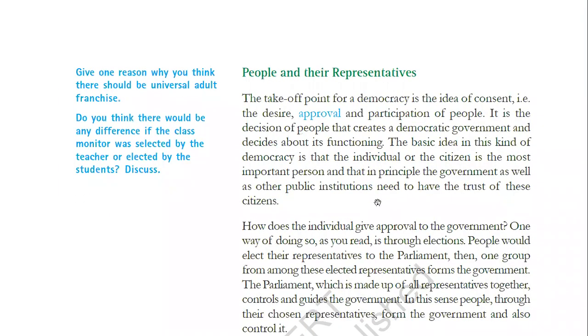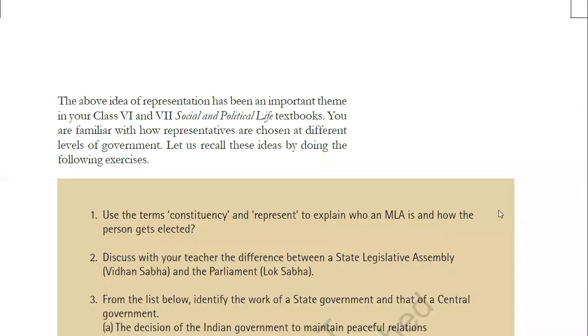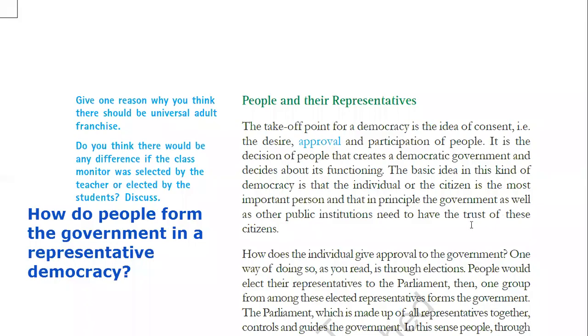Now for the second question, we'll go to the second page. The second question would be, how do people form the government in a representative democracy? So point 1 would be taken from the first line of the second page.